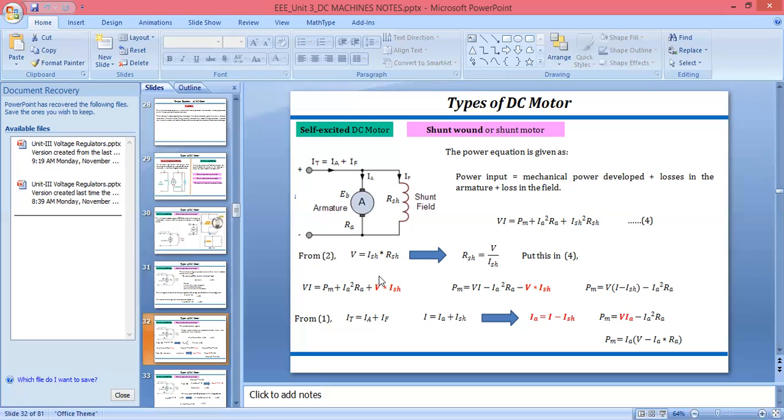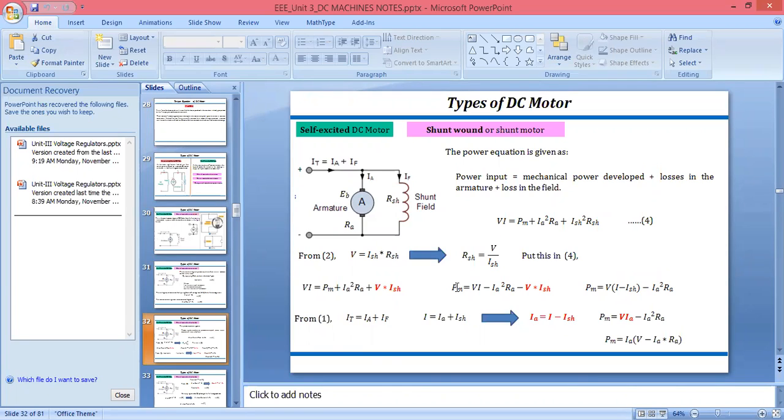But now again you can rearrange these equations in the form of mechanical power, because we are supposed to derive here equations for the power. मैं ये इक्वेशन को रीअरेंज करके पीएम के लिए लिख रही हूँ. So if you are rearranging and writing this equation for the PM, you will get these equations. Again, V is common in VI and V into ISH. मैंने V कॉमन लिखा है, I minus ISH I have written, minus I square RA as it is.